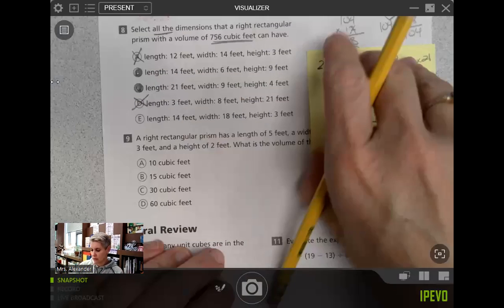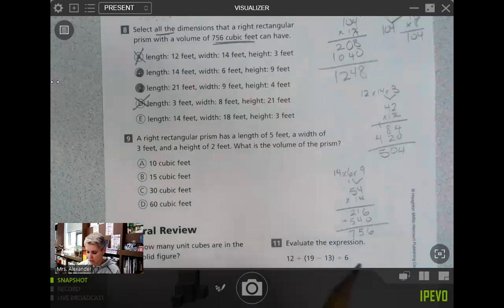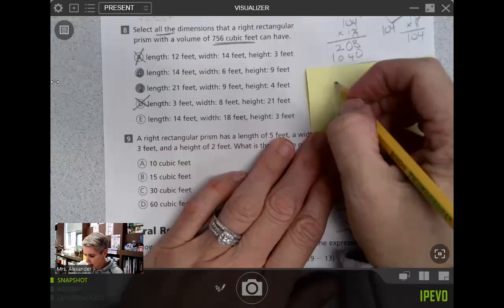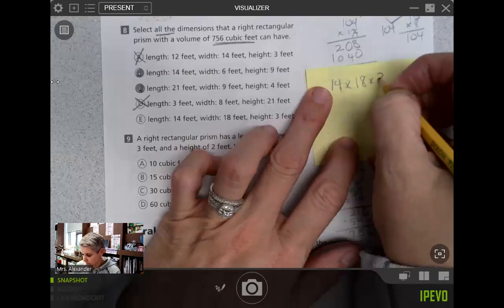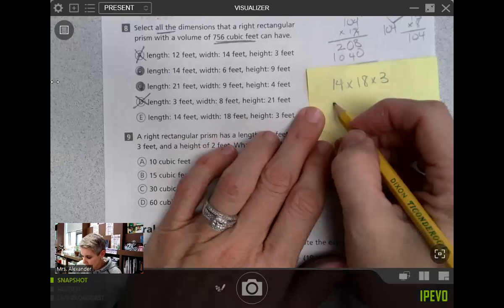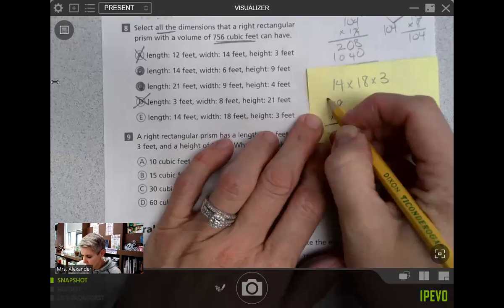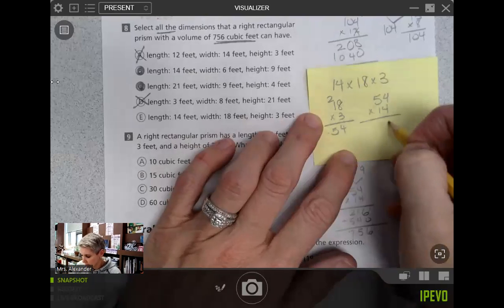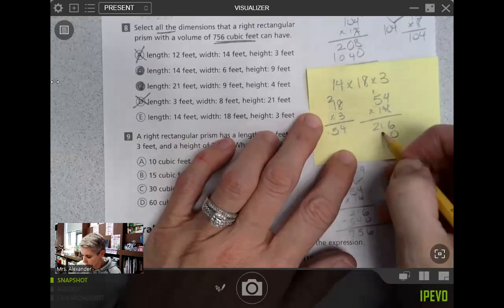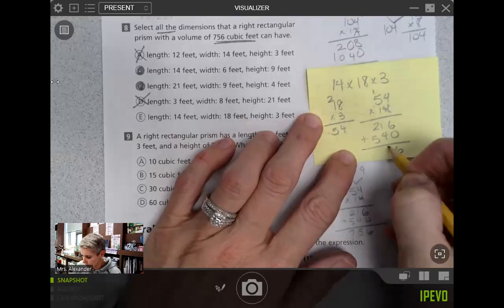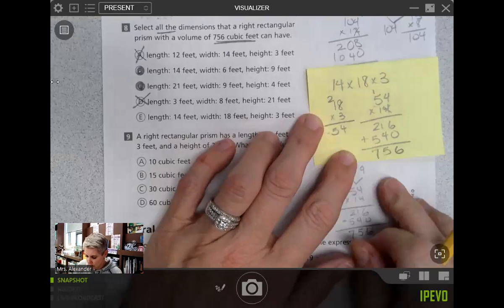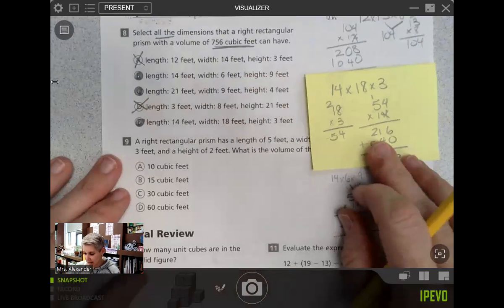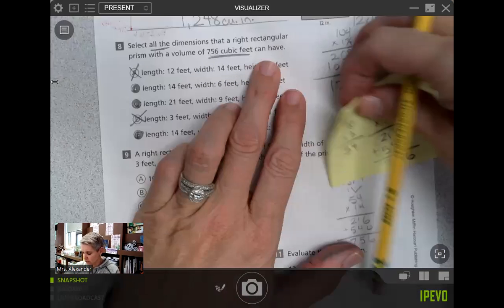One more. Hang in there. We can do it. I love all the hard work that you're doing to learn about volume. One more. 14 by 18 by 3. I'll do 18 times 3 gives me 54. 54 times 14. And I get 756. That's what I was looking for. All right, so it looks like we have B, C, and E that are all good answers for number 8.